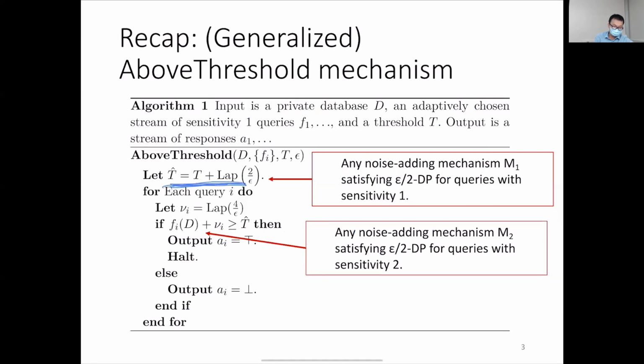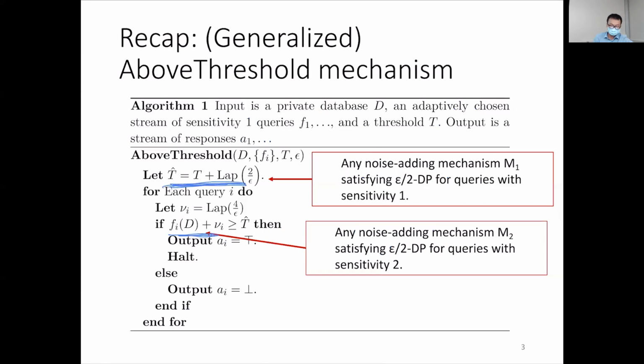We also add Laplace noise to every query before we compare that with a noisy threshold, right? So this can be thought of as an approximation of the screening procedure that you would run otherwise without the privacy concern.